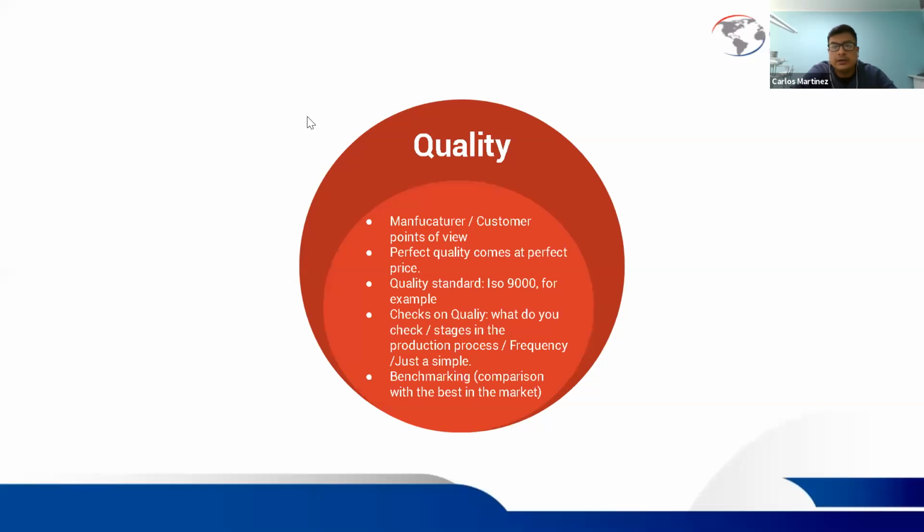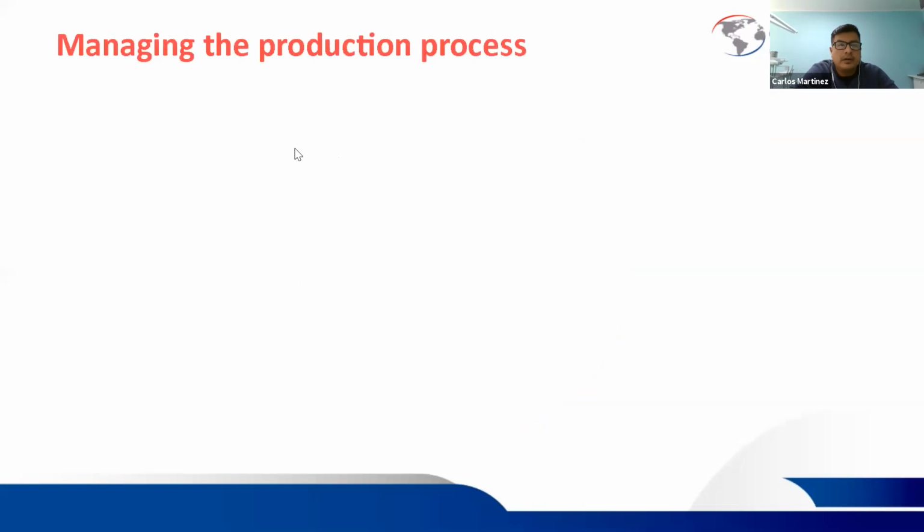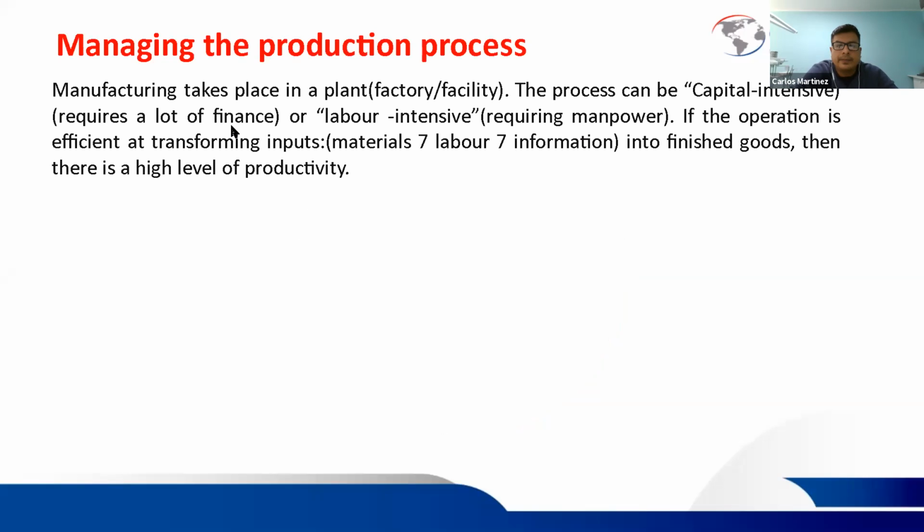Okay, very good. And we're going to continue again with the next topic here. Managing the production process. How do we manage the production process? Let's look here. It says manufacturing takes place in a plant or factory or facility. The process can be capital intensive, requires a lot of finance, or labor intensive, which requires a lot of manpower. So again, manufacturing takes place in a factory, and the process can be capital intensive. That means that it's very expensive to create it, or labor intensive, where it requires a lot of people to create it.